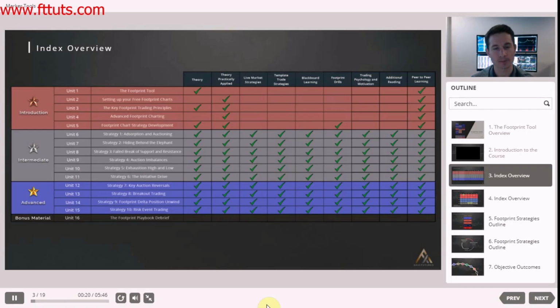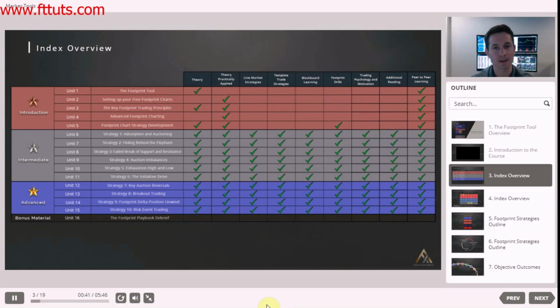Now, in basic terms, units 1 to 5 include predominantly theoretical as well as practical application of the Footprint principles and methodologies. From units 6 to 15, we solely focus on building strategies, executing strategies, as well as building your own templates on those strategies.